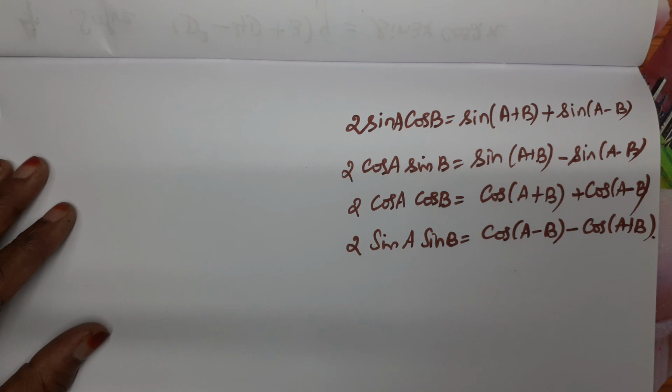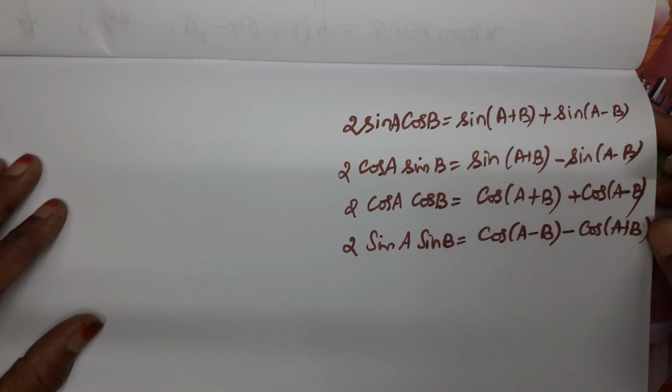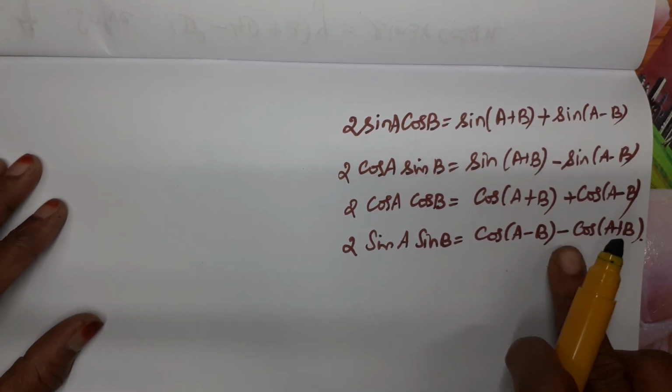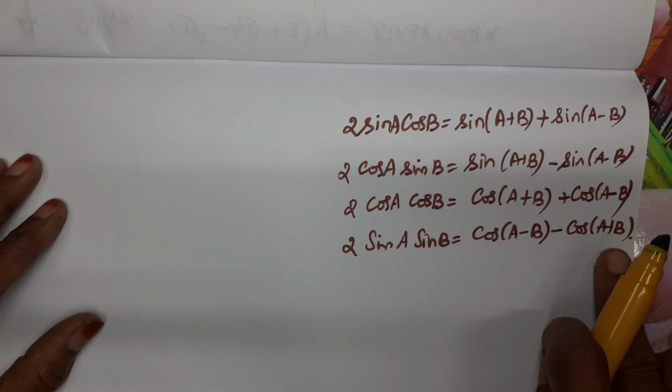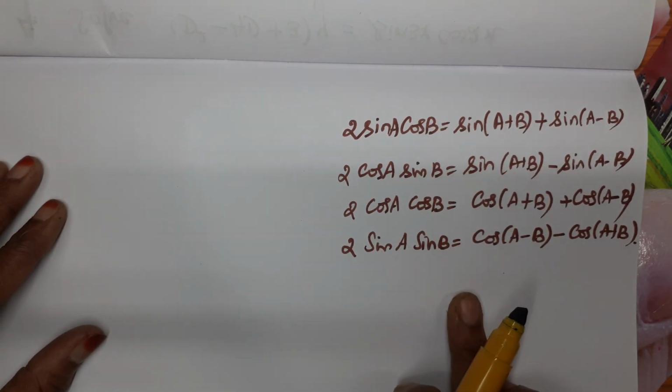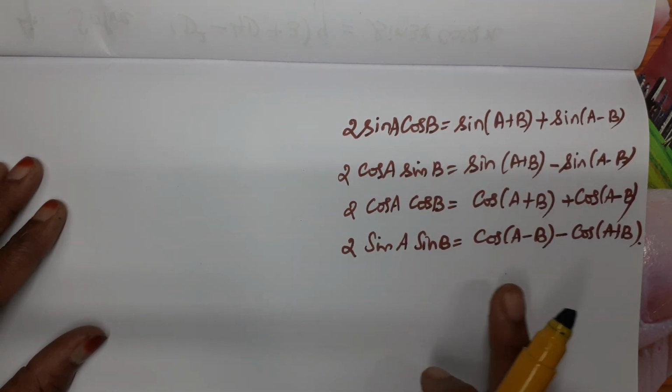These are some trigonometric formulas which we already know: 2 sin a cos b equals sin of a plus b plus sin of a minus b. 2 cos a sin b is equal to sin of a plus b minus sin of a minus b. 2 cos a cos b is cos of a plus b plus cos of a minus b. 2 sin a sin b is cos of a minus b minus cos of a plus b. So make a note of all the four. But here we are going to use one formula.